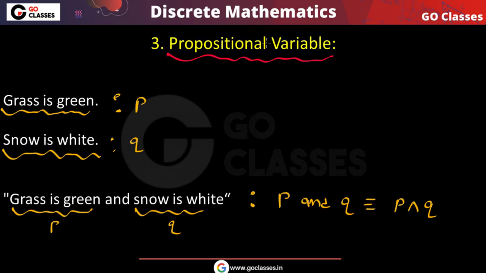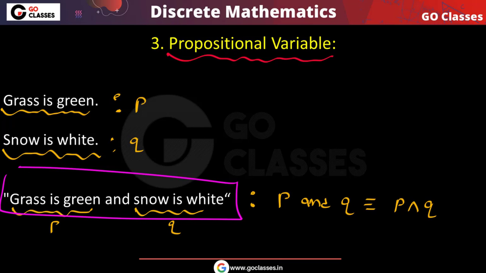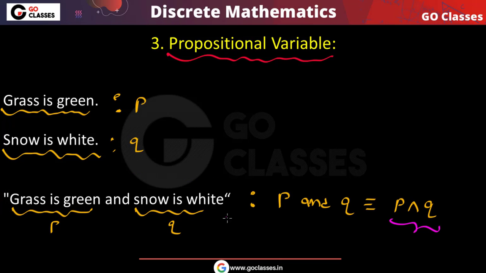So what is the propositional variable? A propositional variable is used to represent atomic propositions. This atomic proposition I can represent by propositional variable p. This atomic proposition I can represent using propositional variable q. But this is not an atomic proposition. You can notice this part is basically p, this part is basically q. So this complete statement is basically nothing but p and q. Remember, p is a propositional variable, q is a propositional variable.